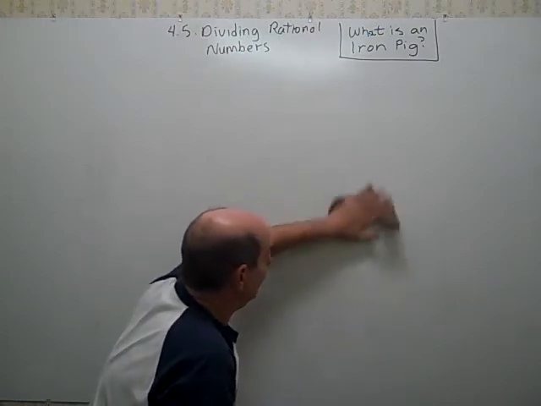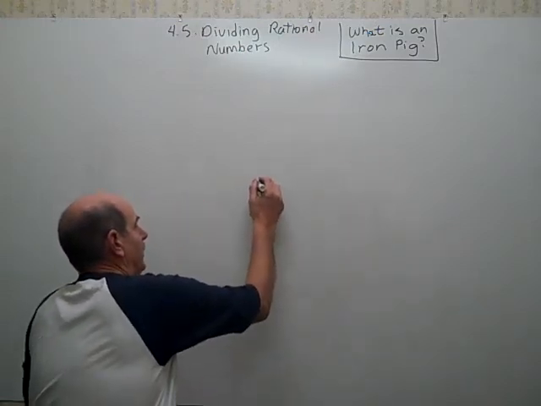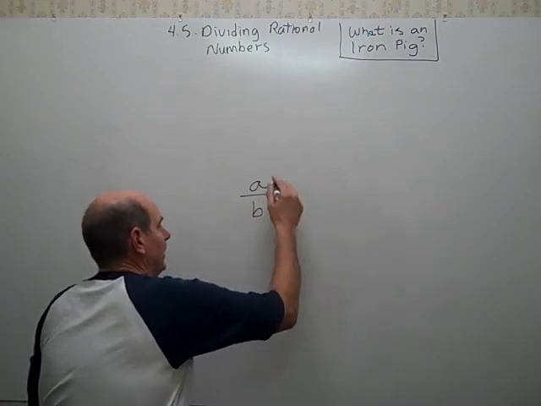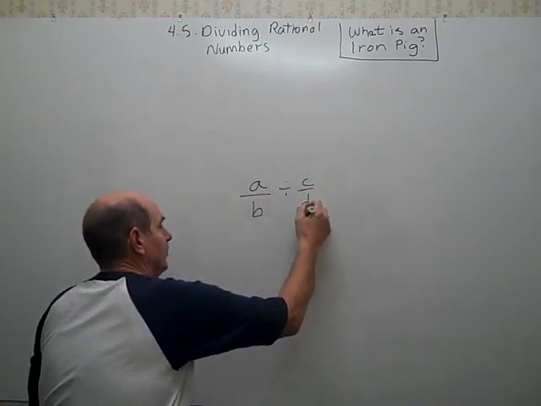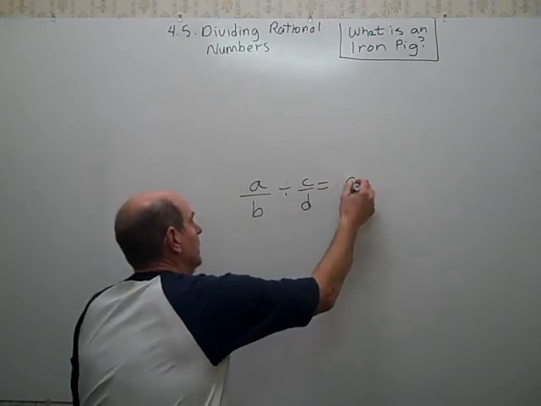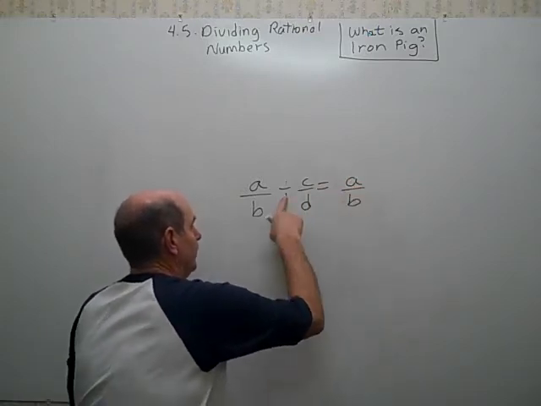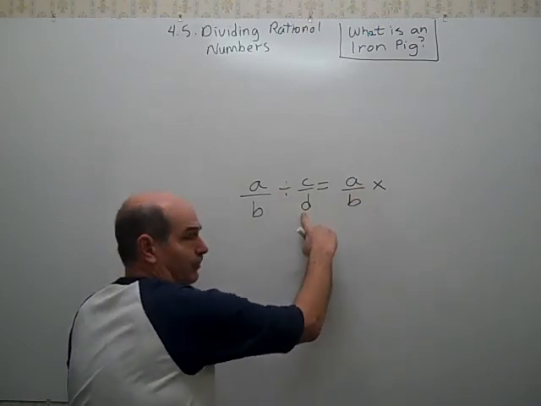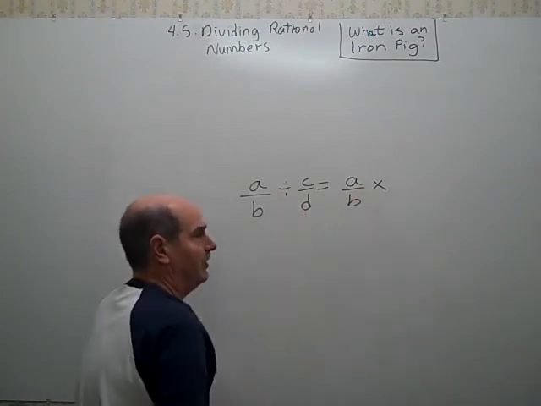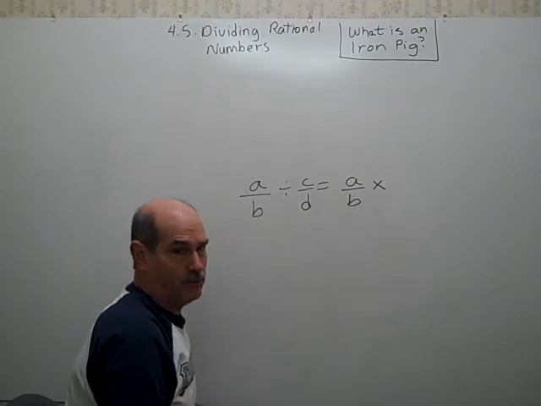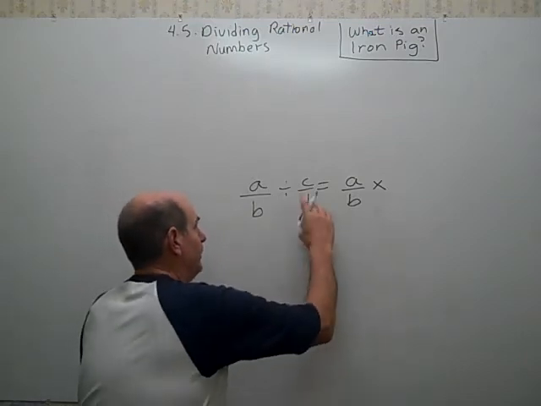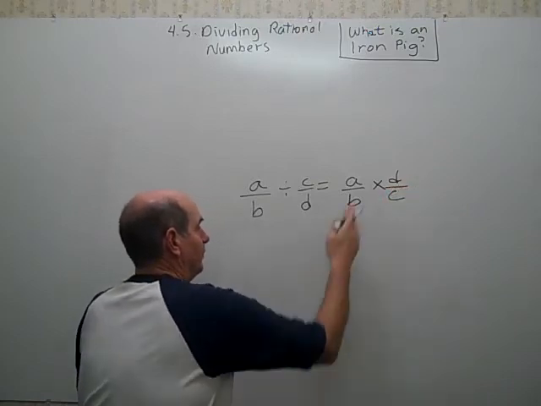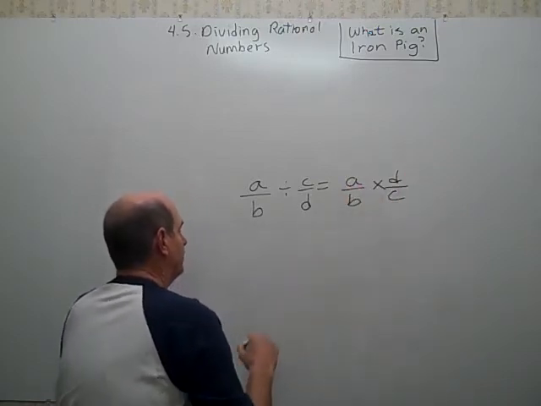So let's move to fractions. Here's an algebraic definition of division as it relates to fractions. A over B divided by C over D will equal A over B, do the opposite operation, and then use the reciprocal. Technically we don't want to call it the opposite, but it's sort of like that. Flip the C over D, and then you'll do AD over BC.